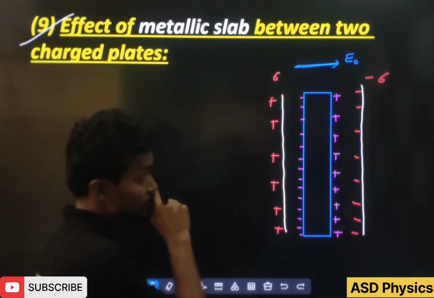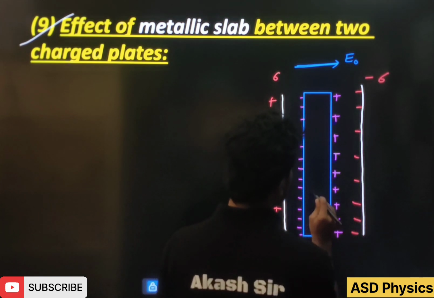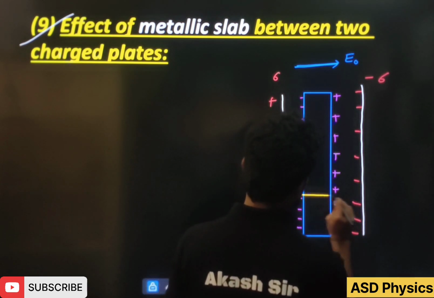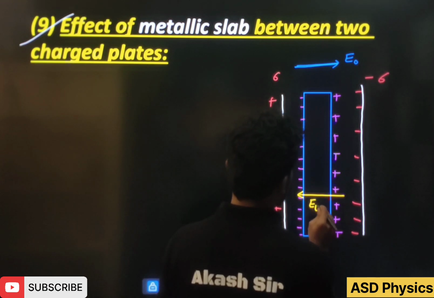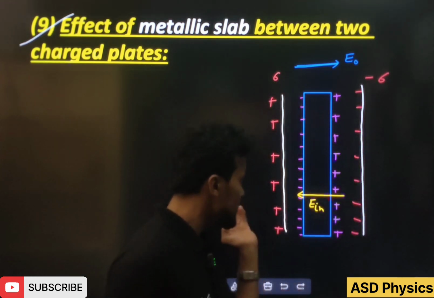Now students, what will happen? Because of this, inside this metallic slab, one electric field will come. In which direction? Positive to negative, in this direction. In this direction, E induced. External is this side, induced is this side.